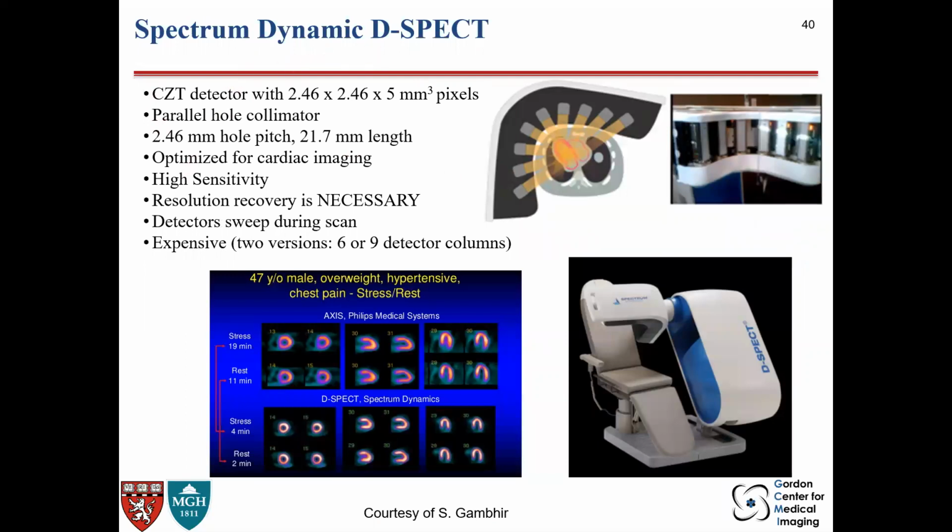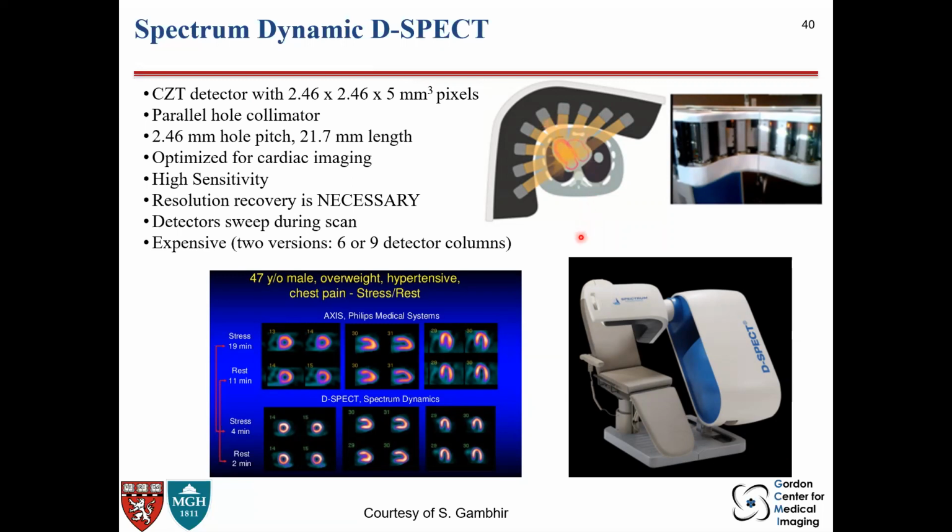The Spectrum Dynamics system, on the outside, is called D-SPECT from Spectrum Dynamics. On the outside, actually, it's stationary. So the gantry doesn't move around the patient. But what moves are these detectors. They are sweeping, because these are parallel hole collimators. They're sweeping across the patient to get more angular sampling.